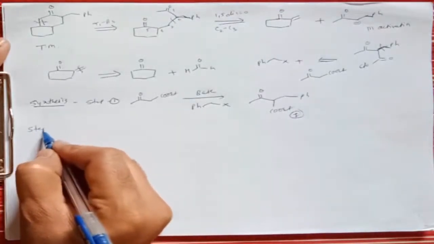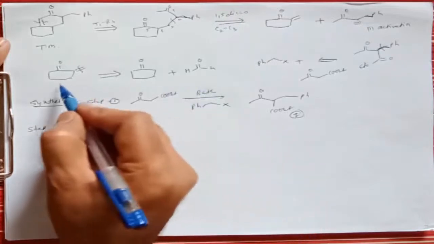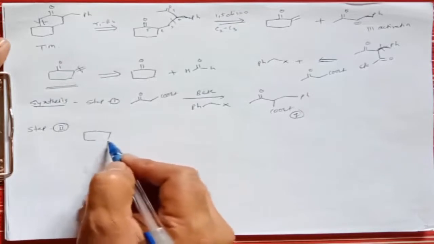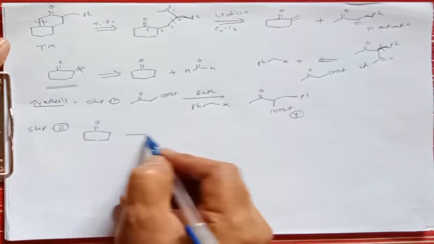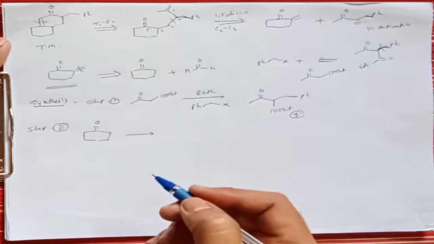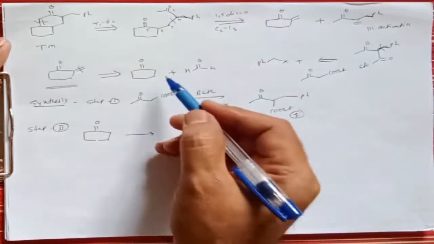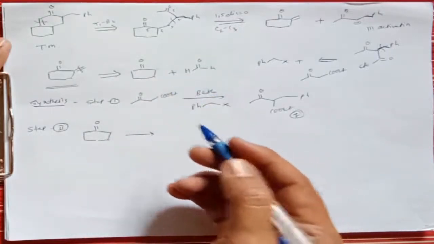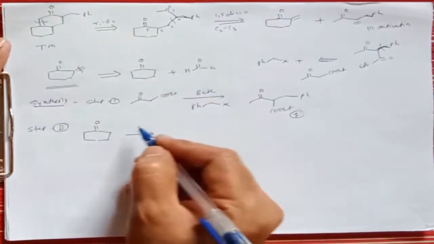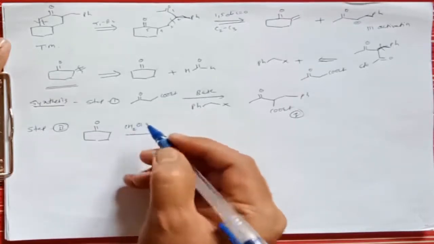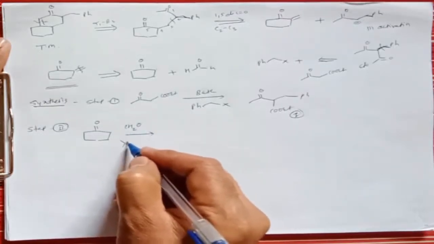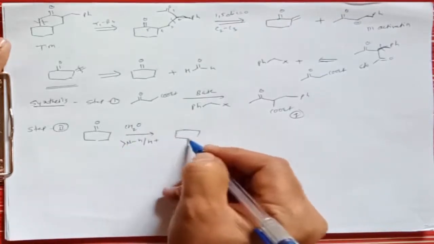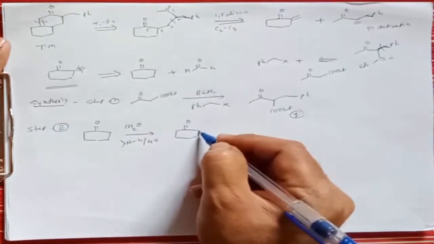Now step second. In step second we have to prepare this molecule, and therefore we can take cyclohexanone, and then this cyclohexanone will be treated with base as well as formaldehyde. So the reaction will take place with polyalkylation at this position as well as this position. So instead of going this way, we can go for a Mannich reaction. What is the Mannich reaction? That means we can treat with formaldehyde and dimethylamine in acidic condition.